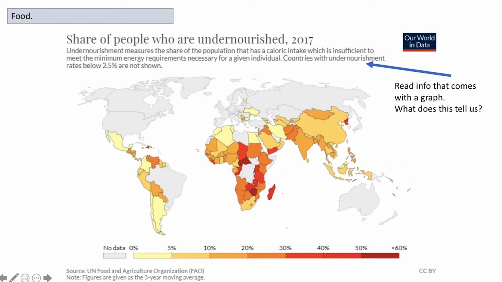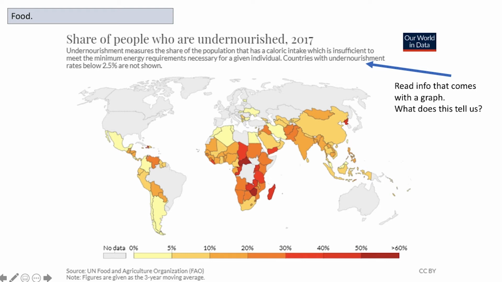Let's take a look at food first of all. So this map shows the share of people who are undernourished in 2017. There's a little memo there to make sure that we read all of the information about the graph, because you can get some tips and clues in an exam if you take on board all the information you've been given. So it says undernourishment measures the share of the population that has a calorie intake which is insufficient to meet the minimum energy requirements necessary for a given individual. Countries with undernourishment rates below 2.5% are not shown.